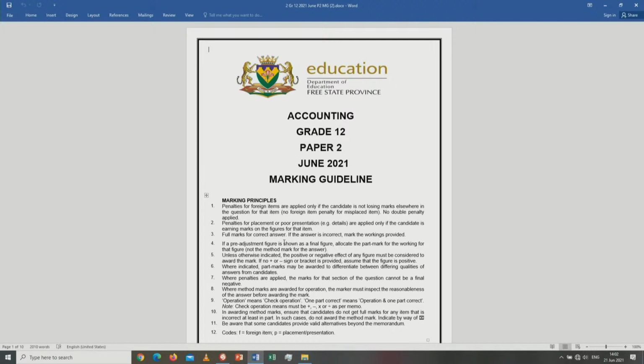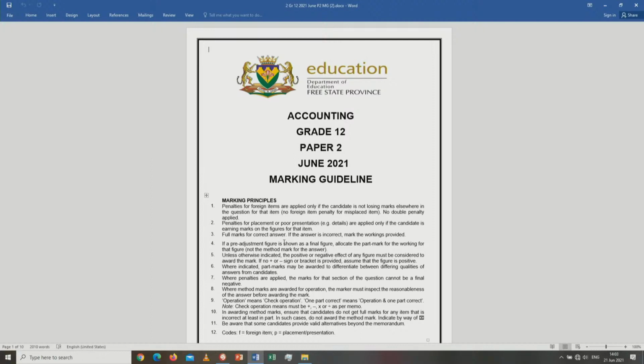If there are part marks to be allocated and other method marks to be allocated, right? If a pre-adjustment figure is shown as a final figure, allocate the part mark for the working for that figure and not the method mark for the answer, right? That's mostly applicable in your income statement. Unless otherwise indicated, the positive or negative effect of any figure must be considered to award the mark. If no plus or minus sign or bracket is provided, assume that the figure is positive. So if it's supposed to be minus 5,000, you must give only for minus 5,000. You must look at that as well.